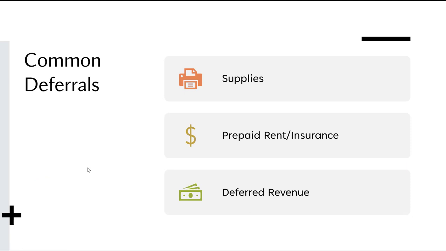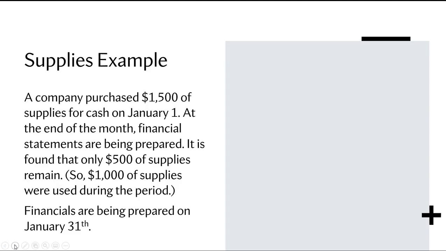We're going to look at 3 common deferrals, and these are the kinds of entries that you will typically see in your financial accounting class. So we're going to look at supplies, and then we're going to look at prepaid rent. Prepaid rent and insurance work the same way, so you can use the same principles for both of them. And then we're going to take a look at deferred revenue. All right, let's get into the details.